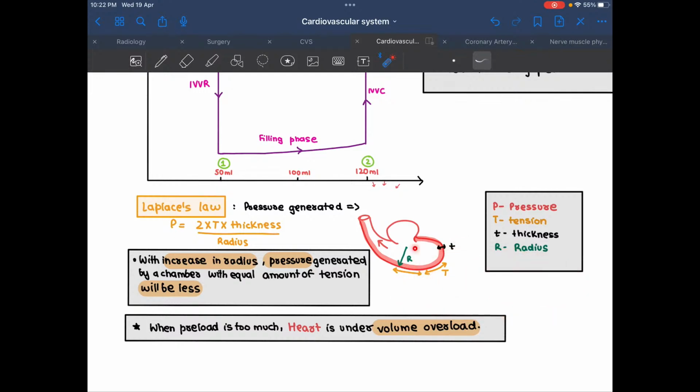What I mean is, whenever I increase the radius over here, and whenever the tension is not changing, the pressure that I'm going to generate via this system is going to be reduced. You get it? It means it's simple.